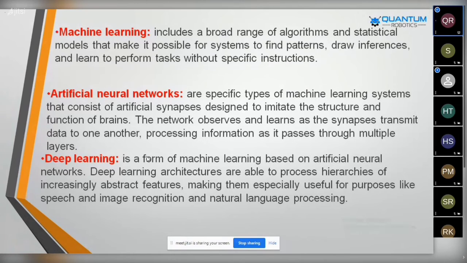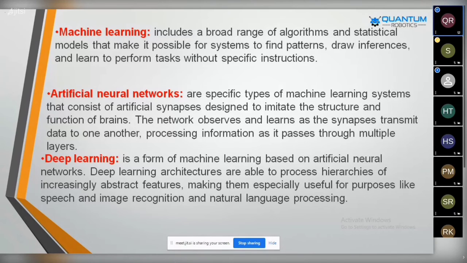Deep learning is a form of machine learning based on artificial neural networks. Here there will be neural networks, and in deep learning there is an interconversion of machine learning and the artificial neural network. In machine learning there are the algorithms. When we go with an artificial neural network, the neural data transmission which we are doing is called deep learning.